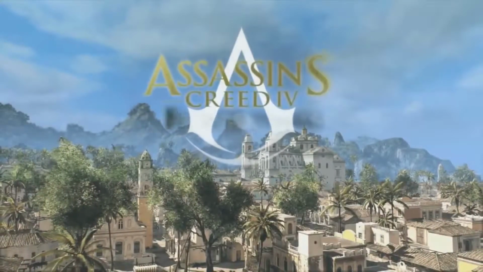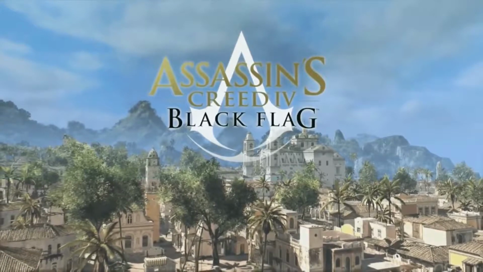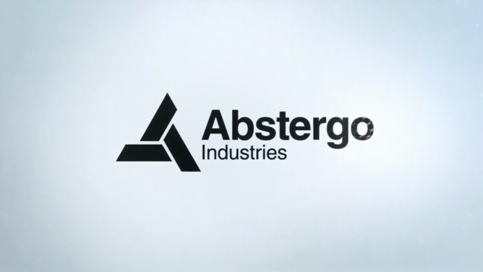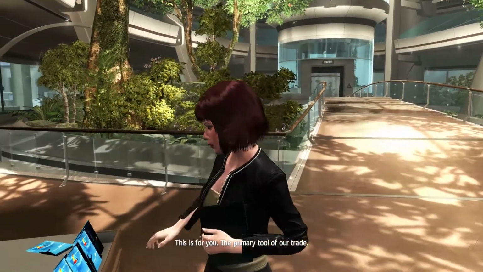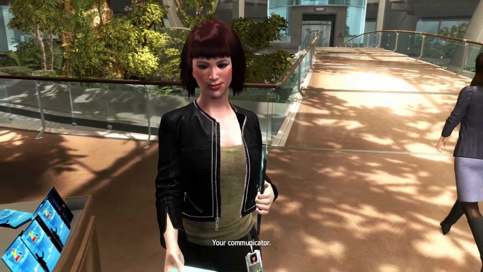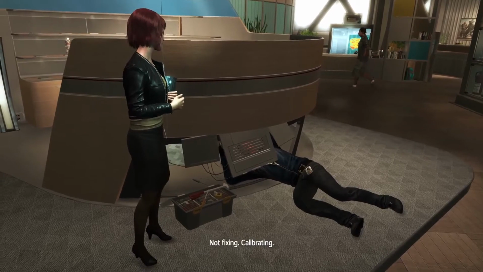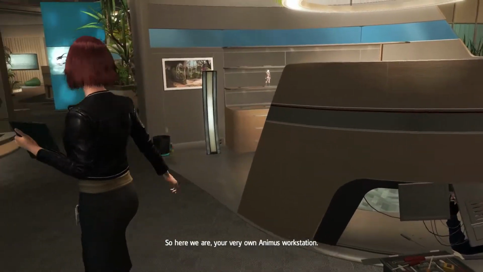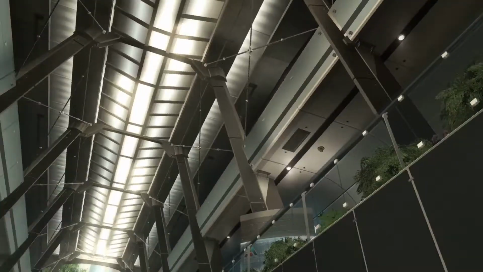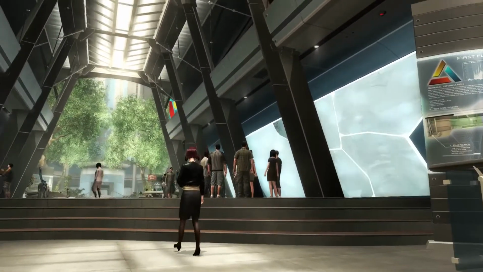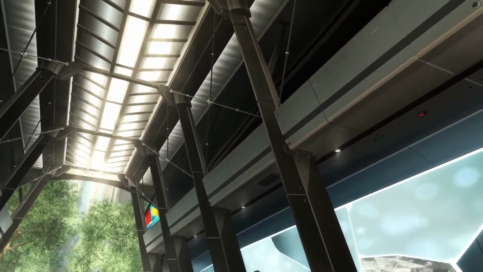This is Assassin's Creed Black Flag, where I'll be doing the playing for study here towards the beginning of the game. At this part of the game, the player is first being introduced to Abstergo Industries from this character, Melanie Mal, where she'll immediately lead us upstairs to our workstation. So here we are, your very own Animus workstation. But I want to take a tour. I want to take a look around, see how the environment's like and whatnot. So that's what I'm going to do.